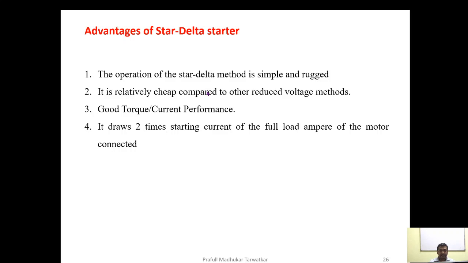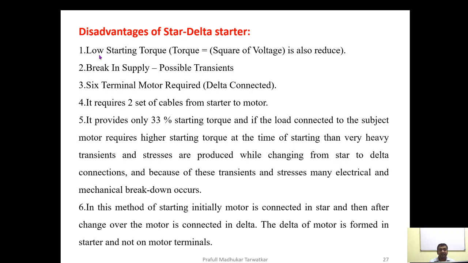Now advantages. Operation of the star delta method is very simple. Good torque to current performance. Relatively cheap compared to auto transformer starter. Disadvantage: low starting torque, only 33%.